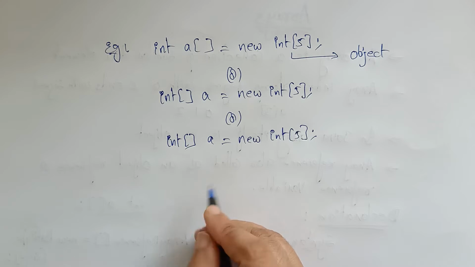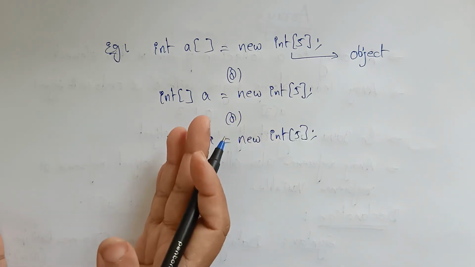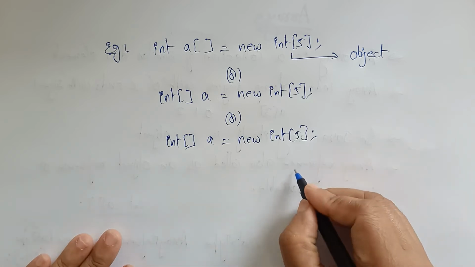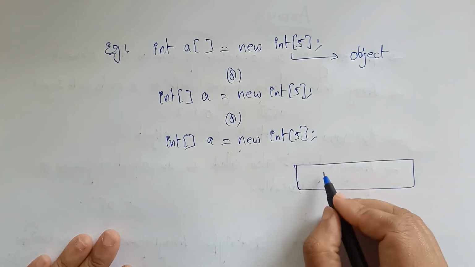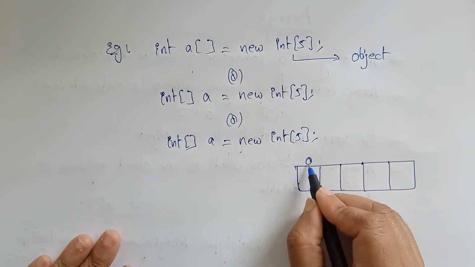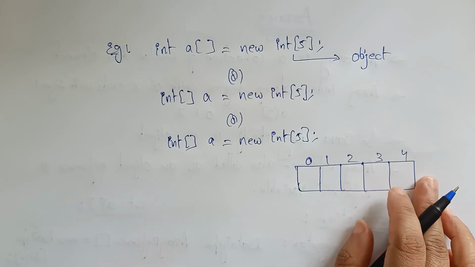Okay, so what is it going to do? First of all, let me tell you how it is going to allocate the memory if you declare an array in the Java programming language. Suppose this is an array. It starts with index 0, 1, 2, 3, 4, that is, size minus 1. So 5 minus 1, 4.